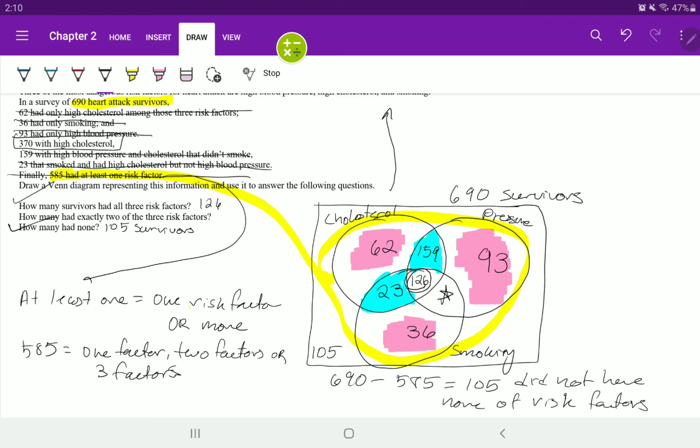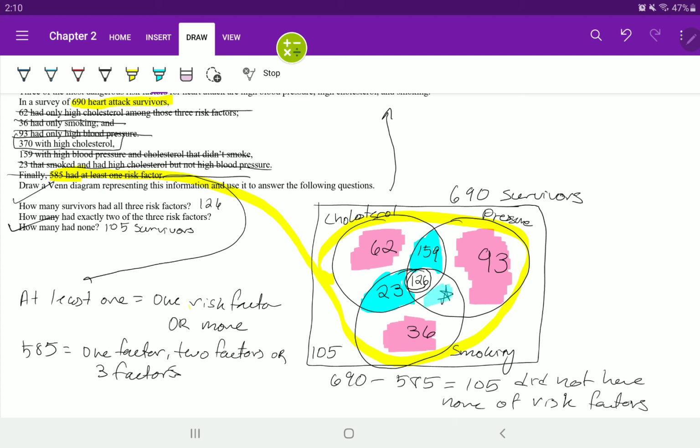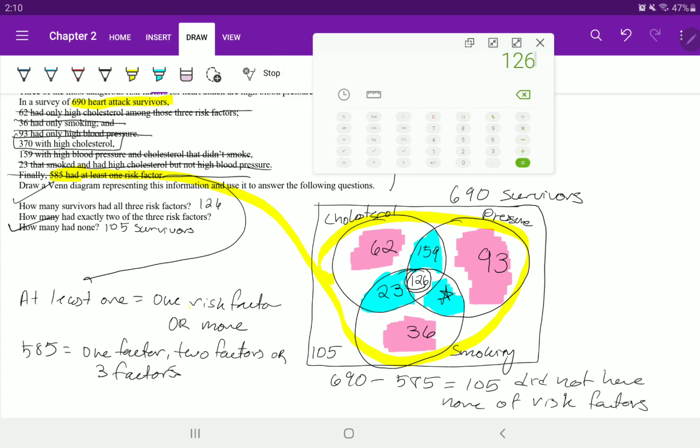So, remember, the sum of all of the circles in my Venn diagram must equal 585, as discussed earlier. Therefore, I can add up all the numbers inside of my circles, subtract it from 585, so I can find this missing piece right here. And I'm going to go ahead and do that. So let's add up all the values inside of my Venn diagram. Well, I know the total for cholesterol, which I already found, is 370. So I can start there.